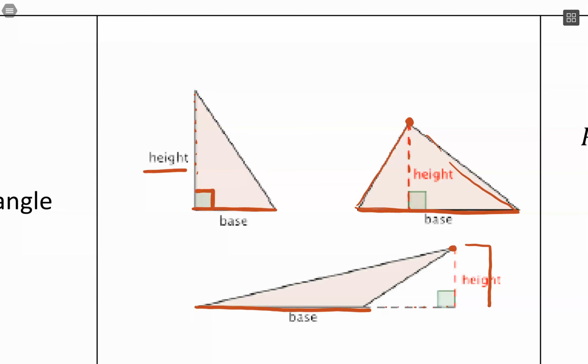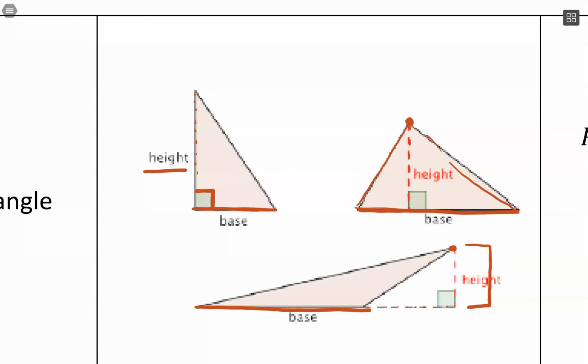But overall this distance here represents the height of that triangle. So for height, just make sure you have that perpendicular line falling down. There might be questions where the Pythagorean theorem comes up, because there are some right triangles, so you might have to solve for height, and you can use the Pythagorean theorem to do that.